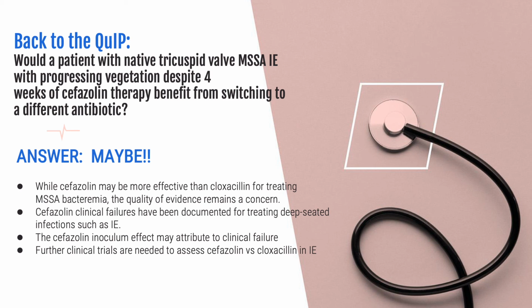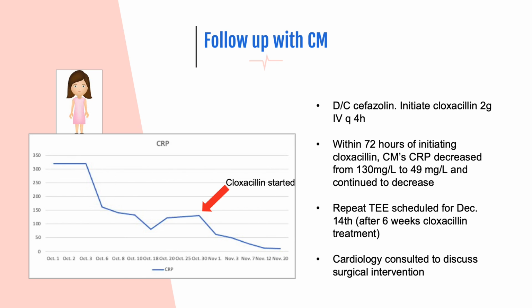The cefazolin inoculum effect has been demonstrated in several in vitro studies. The clinical importance of the inoculum effect has proven difficult to assess, but we feel that based on our research, it cannot be ruled out. For our patient, we feel that it would be appropriate to discontinue cefazolin and initiate cloxacillin 2 grams IV every 4 hours, which is exactly what was done for CM. And within 72 hours of initiating cloxacillin, her CRP decreased from 130 to 49, and it continued to decrease thereafter. She has a follow-up echocardiogram scheduled after 6 weeks of cloxacillin therapy.